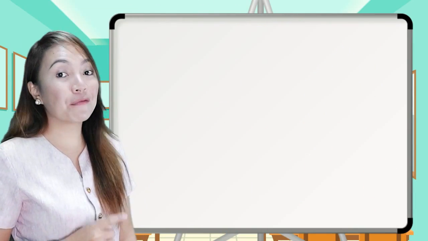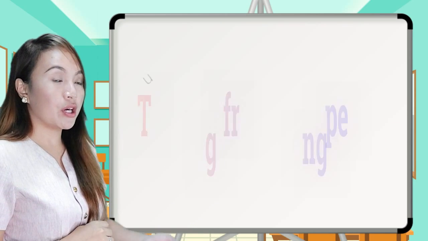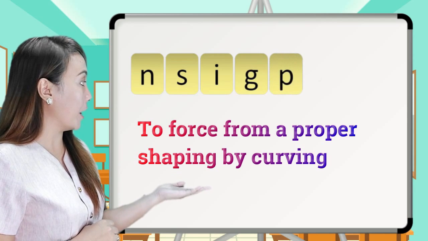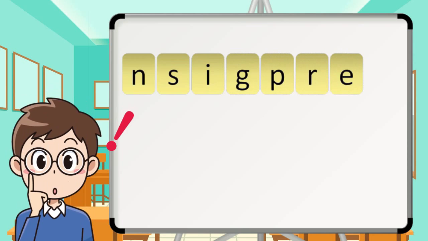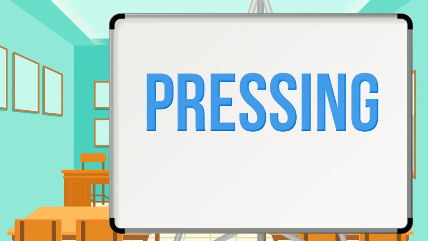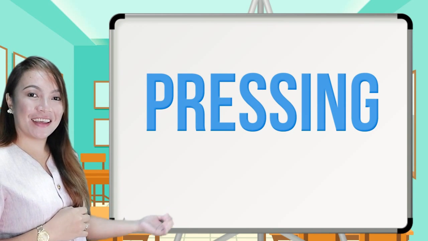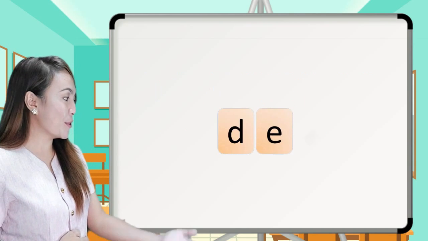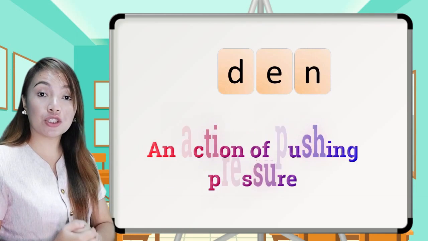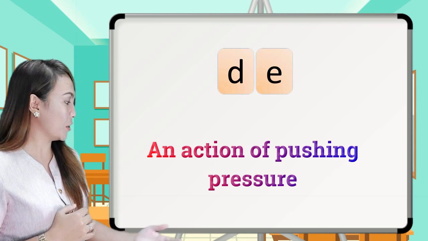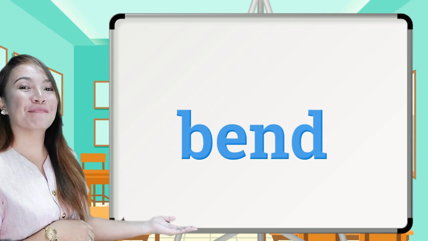Now let's begin. For number 1, these are the jumbled letters. And the meaning of this word is to force from proper shaping by curving. What could be this word? Great job! The answer is pressing. Now let's proceed to number 2. These are the jumbled letters. And the meaning of this word is an action of pushing pressure. What could be this word? And the answer is bend.